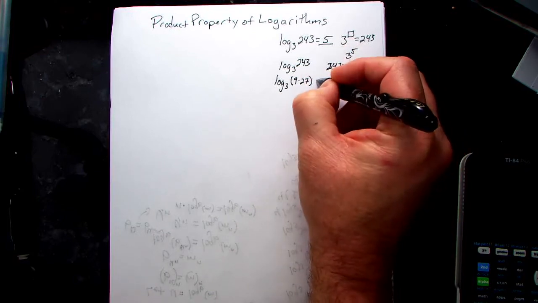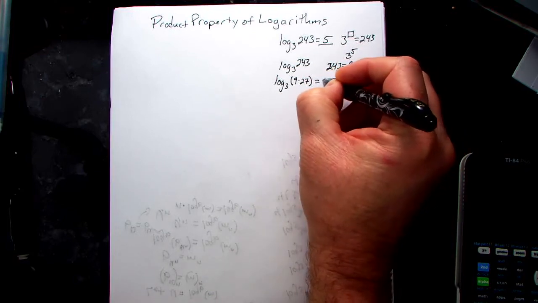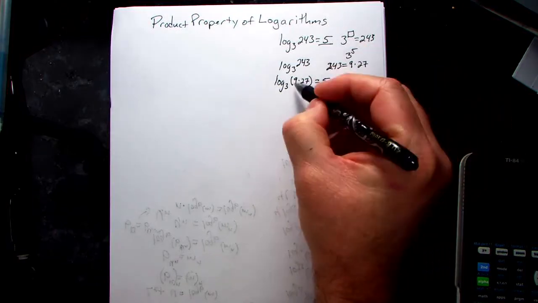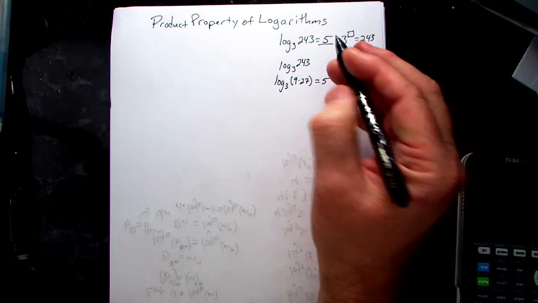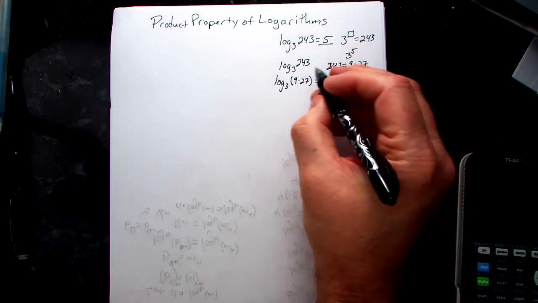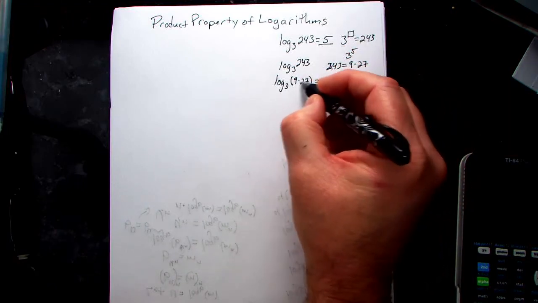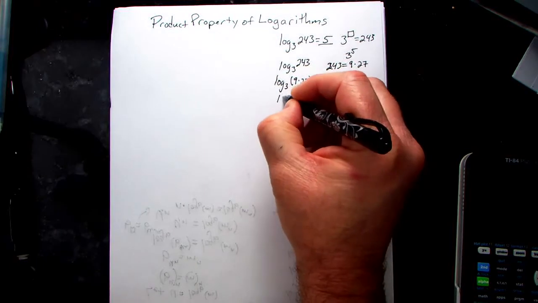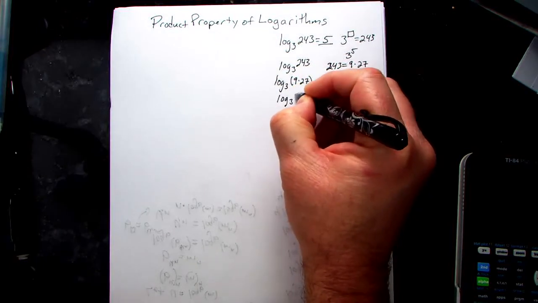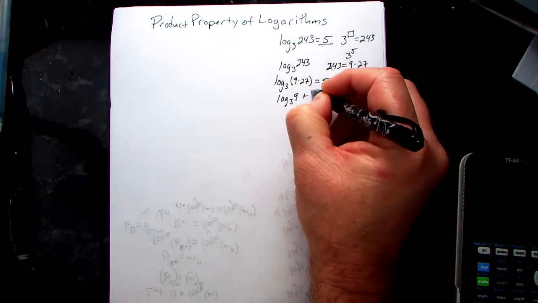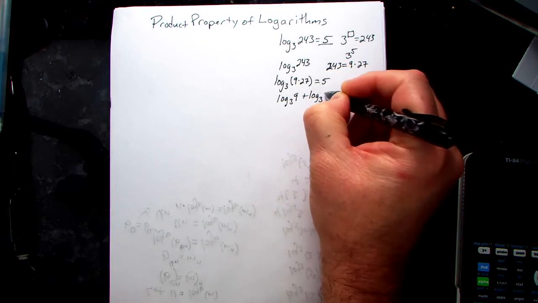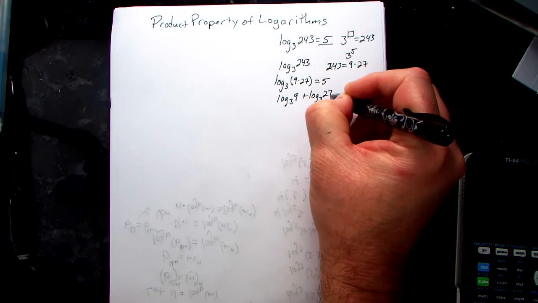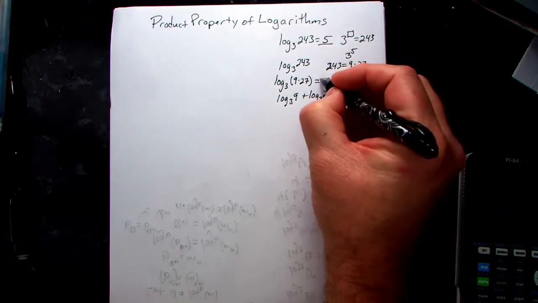Now, we know this is supposed to equal 5. So I'm going to look at this using the product property. The product property, which we're going to prove in just a moment, says if you have a product inside the argument, you can rewrite that as two separate statements, or however many things are being multiplied, like that.